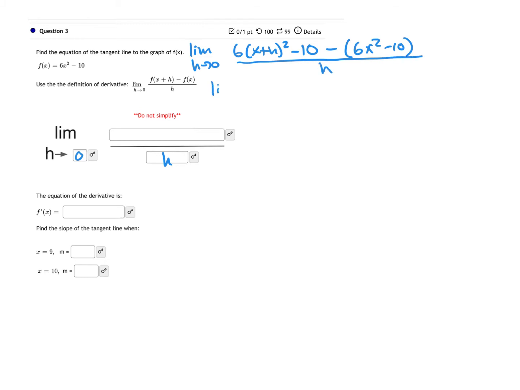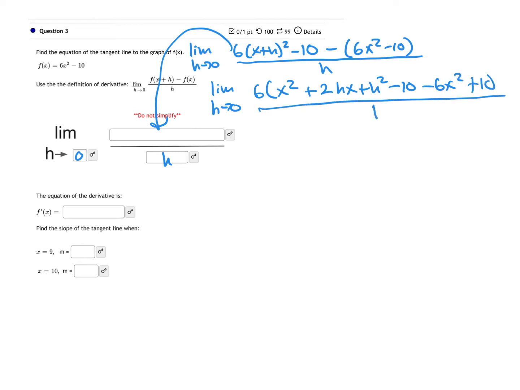So when I simplify that, and remember, that's what's going to go down there, I just don't have room to write it there when I'm doing it like this. So h approaches 0 of 6 times (x squared plus 2hx plus h squared) minus 10 minus 6x squared plus 10, all of that over h.